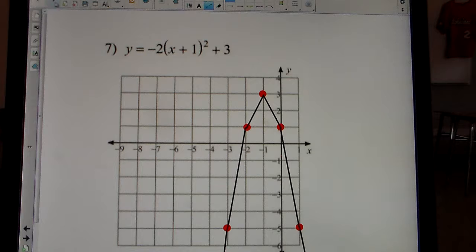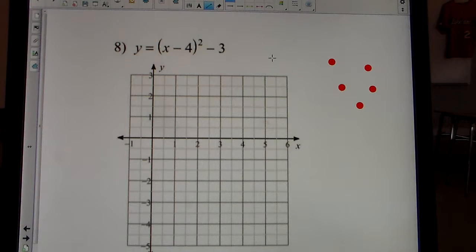All right, next up, it's going to be number 8. We have y equals (x minus 4) squared minus 3. So our vertex is going to be the opposite of negative 4, which is 4, and then negative 3. So 4 to the right, down 3. We plot our point. That's going to be our vertex.